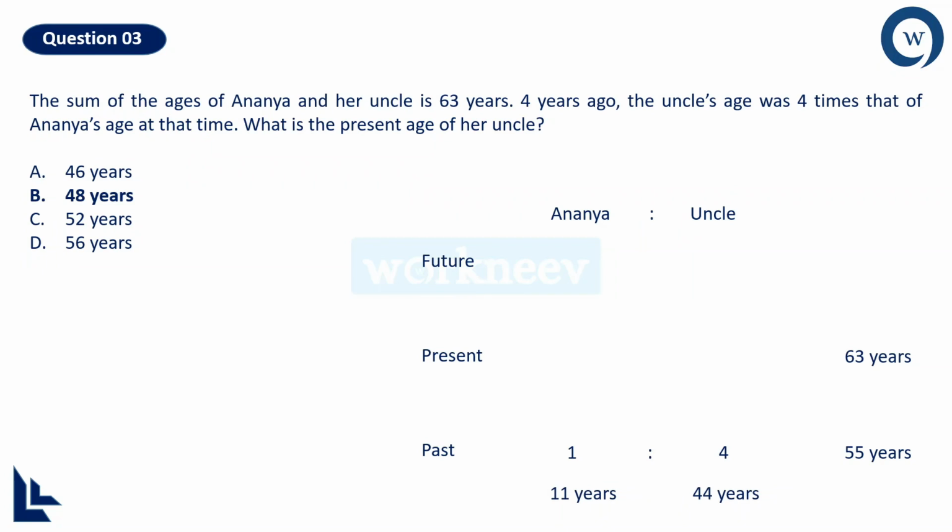Ananya's age is 11 years and uncle's age is 44 years. Now, this is the scenario 4 years ago. Then what is the scenario at present? After 4 years, their ages will be 15 and 48 years. And from this question, we need to understand only one portion is needed, that is the present age of uncle. Directly, it is 48 years. If they had asked you the present age of Ananya, it is 15 years. I hope it is clear to everybody.